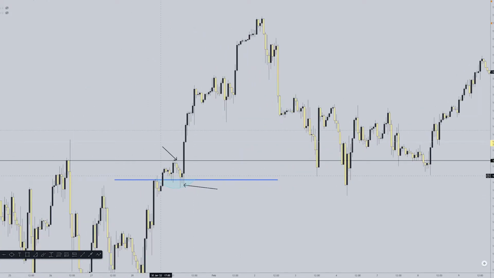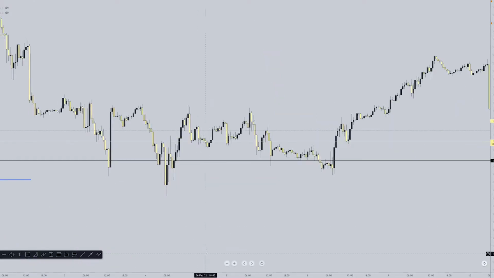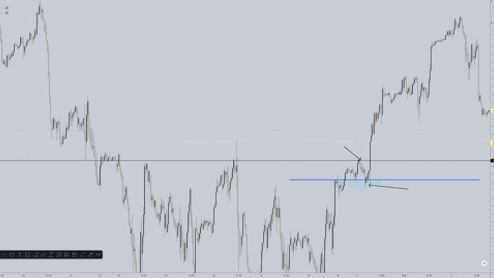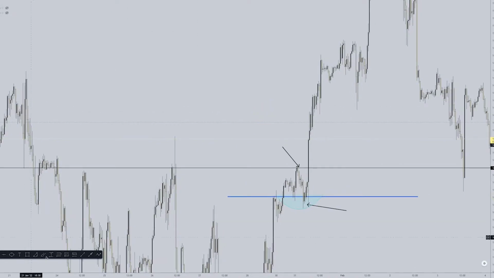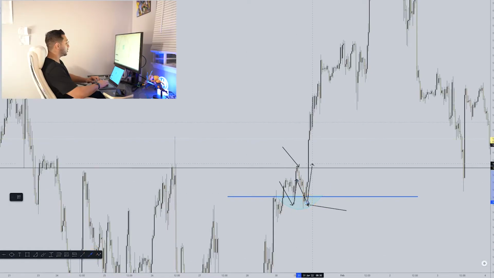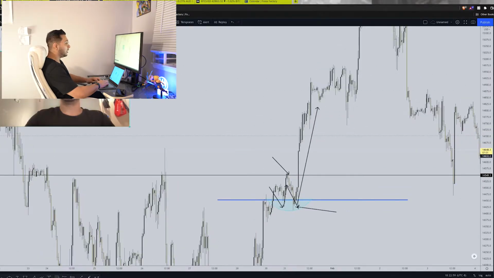Let's go down. This is a double bottom pattern. Let me show you. Now it's a little messy, but that's what it did. And then broke out, right? Hit that resistance and it triggered the breakout because it is a break of structure. And continued up. So let me show you something.